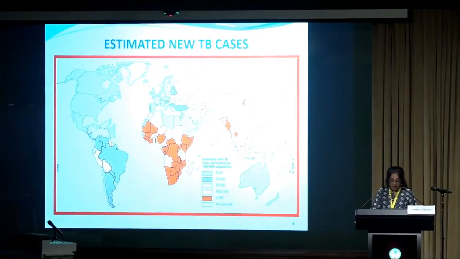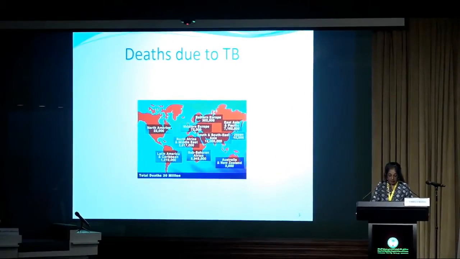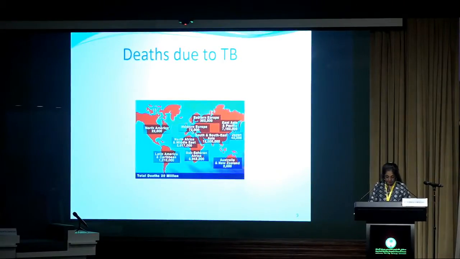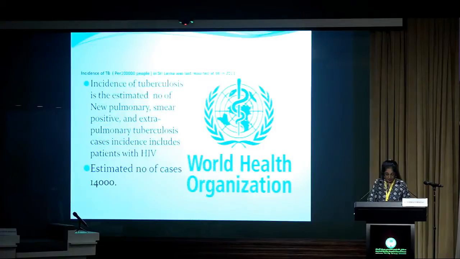These are the new estimated TB cases in the world. This shows the number of deaths due to TB, and it involves countries like North America and Latin America as well, Australia and New Zealand. Then this is the global incidence of tuberculosis in 2010. The incidence of tuberculosis is the estimated number of new pulmonary, smear-positive and extrapulmonary tuberculosis cases, and the incidence includes patients with HIV. The number of estimated new cases in 2011 was 14,000.